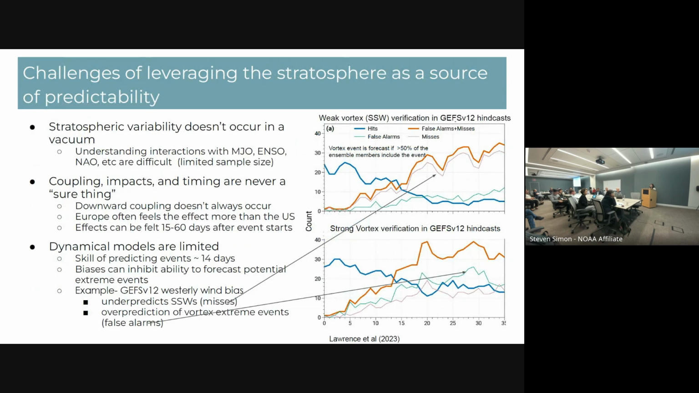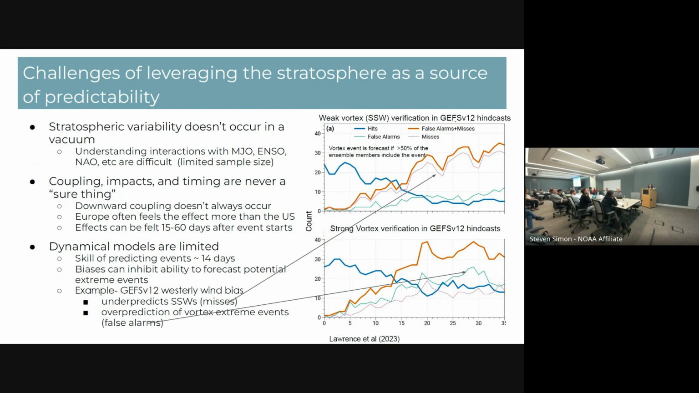Now, that said, there are challenges with this. All that cool coupling and cold air outbreaks we talk about are difficult to really capture because the coupling impacts timing. These aren't sure things. And the bottom point is the one I want to focus on most, which is the fact that the dynamical models are somewhat limited. Yes, we can predict these out to about 14 days, but the issue is that some biases in the models can inhibit our ability to even harness this 14 days. So I'm showing this example here from the GEFSv13 evaluation that Zach Lawrence did.